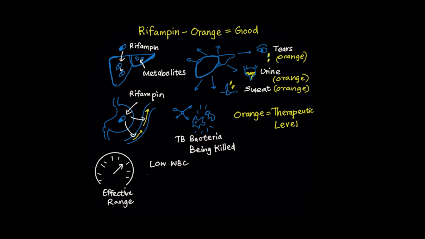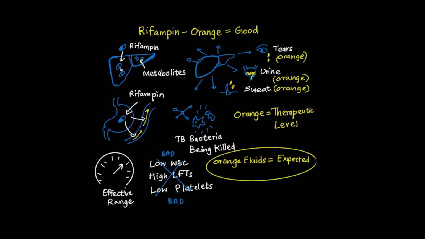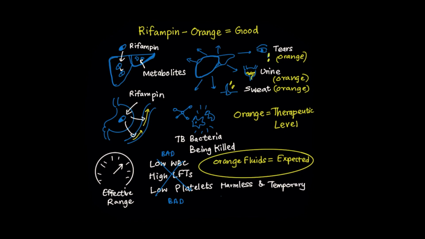This is completely different from adverse effects like decreased white cells indicating bone marrow suppression, elevated liver enzymes showing hepatotoxicity, or low platelets suggesting bleeding risk. The orange colour is harmless and expected, reassuring both patient and provider that therapeutic levels are achieved. It disappears completely after finishing the treatment course.